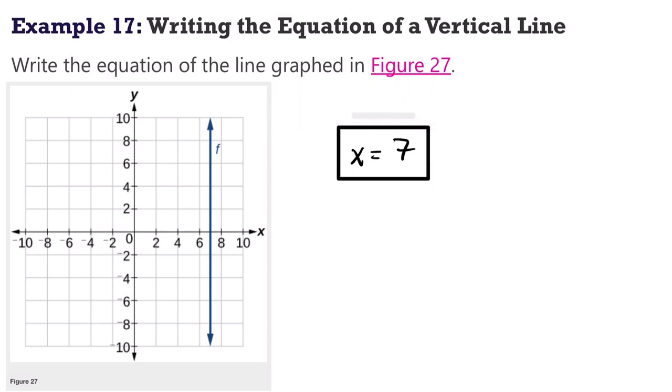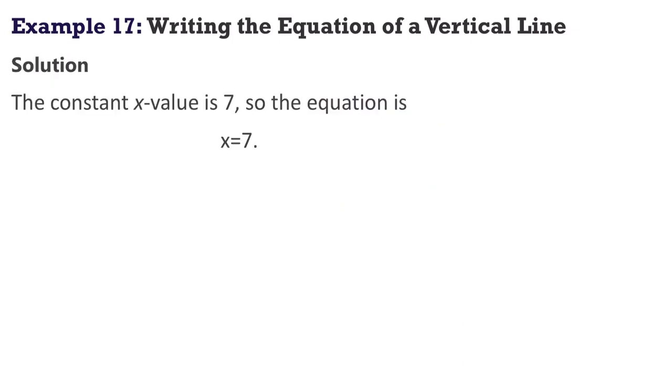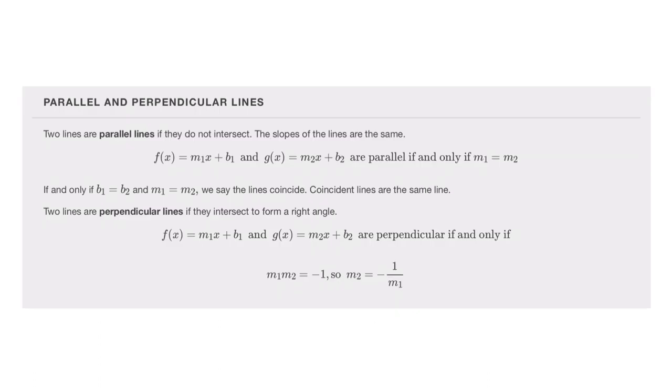Okay. We're almost there, and it's going pretty quick. So we say that two lines are parallel if they do not intersect. The slopes of the lines are the same. So lines that are parallel typically have the same slope with different y-intercepts.